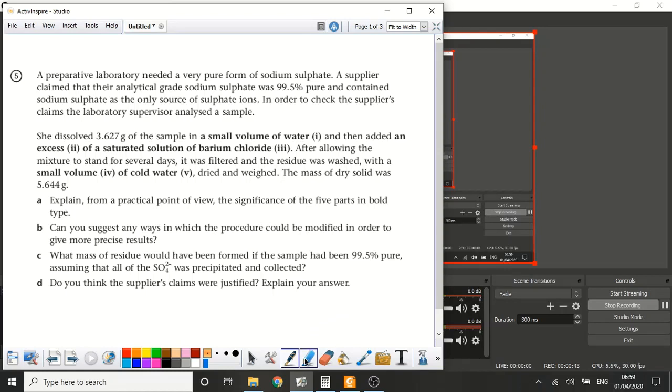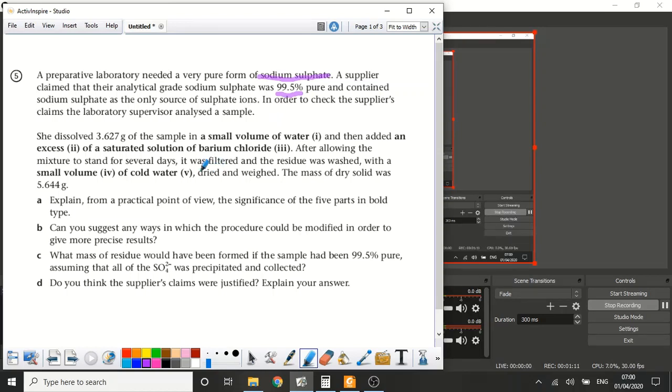So what we're going to look at is the question, and it contains a lab, and they've got a sample of sodium sulfate. To check the purity, because they're suggesting it's 99.5% pure, the lab are doing a bit of donkey work to try and analyse the sodium sulfate.